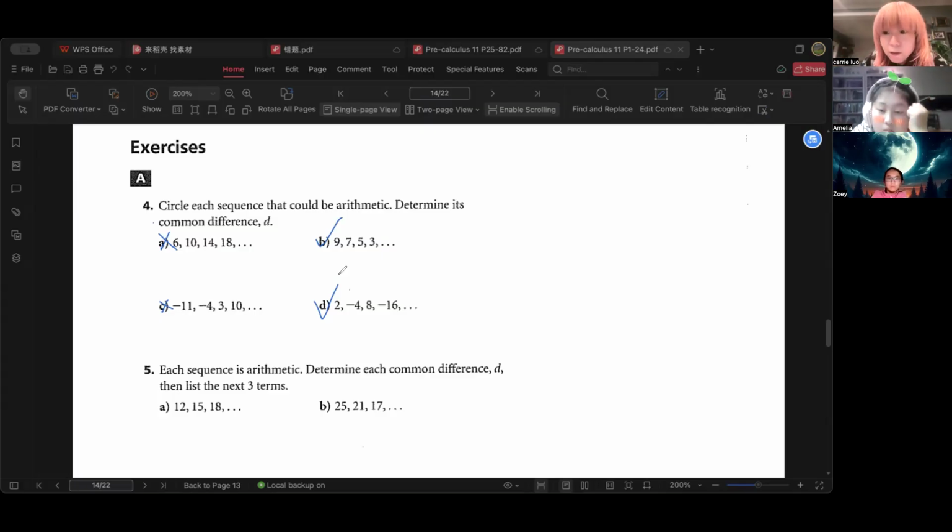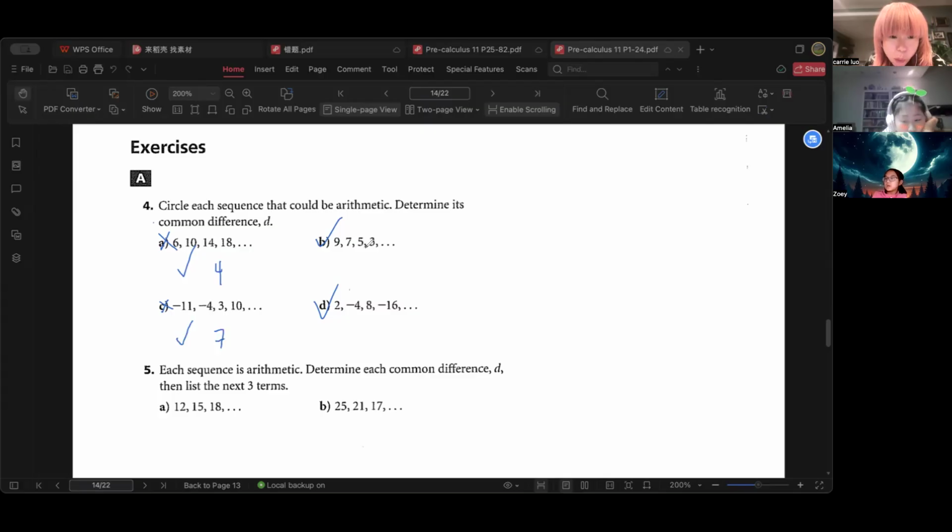Okay, so Amelia, could you please tell me what the answer is? The first one: it could be arithmetic, and its common difference is 4. How about the next one? The next one, it could be arithmetic, and its common difference is 7. Very good.